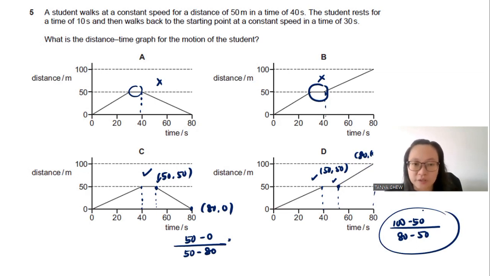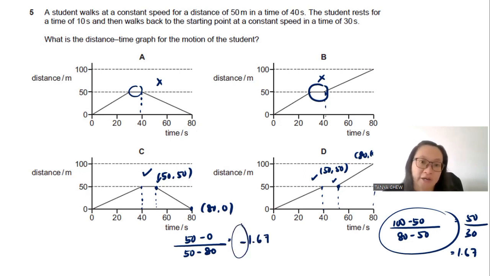Okay, so when I get a positive value here, this is 50 over 30. So 50 divide 30, I get 1.67. And this one, 50 divide negative 30, so I get negative 1.67. Since the speed must be constant speed, I am not allowed to get a negative number. So D is my answer, because this is a scalar quantity.